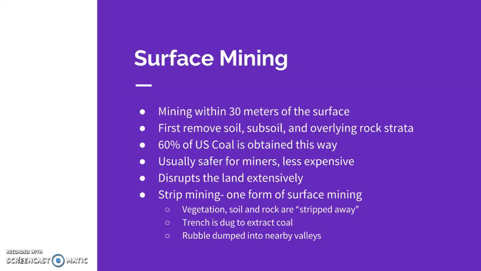Another form of surface mining is called strip mining, and you literally strip away the rock, vegetation, and soil. And we dig a trench in order to extract all the coal. But then we have these leftovers and rubble, which are dumped into the nearby valleys.